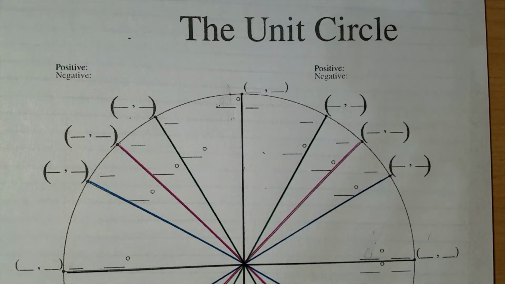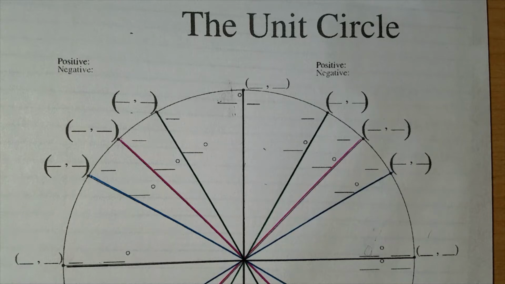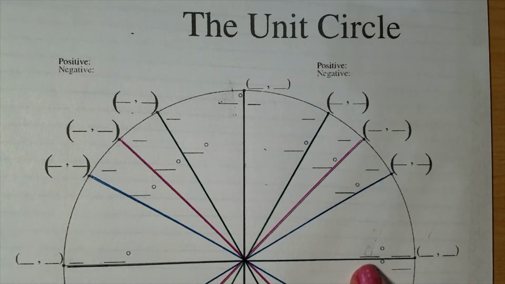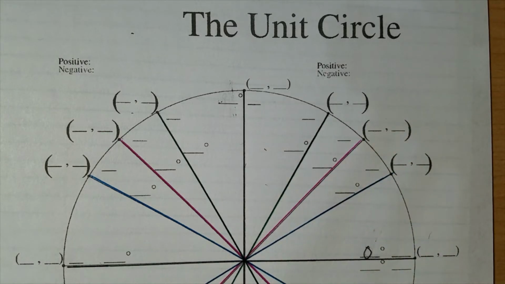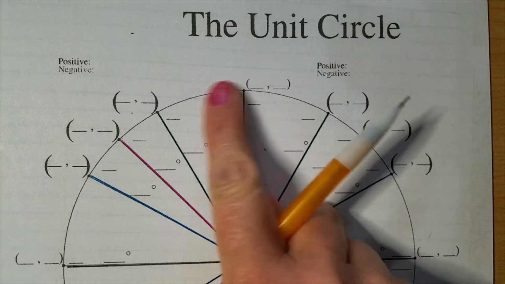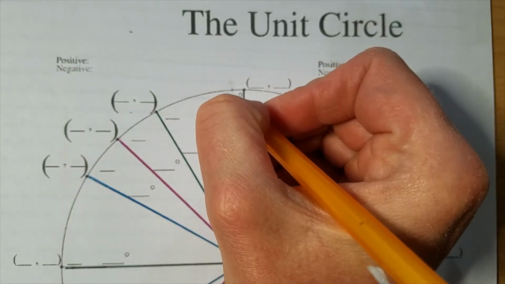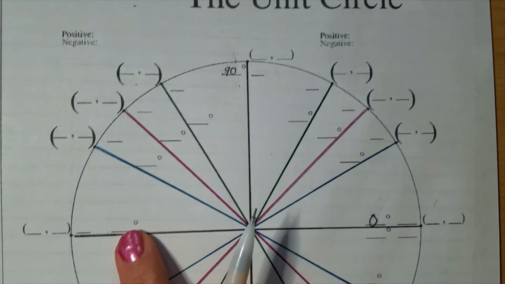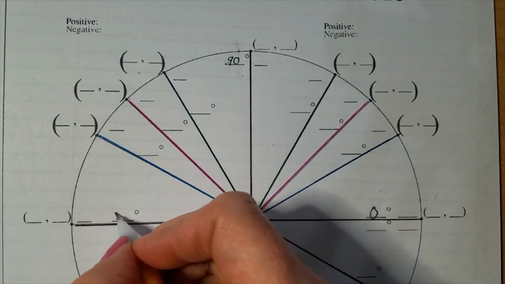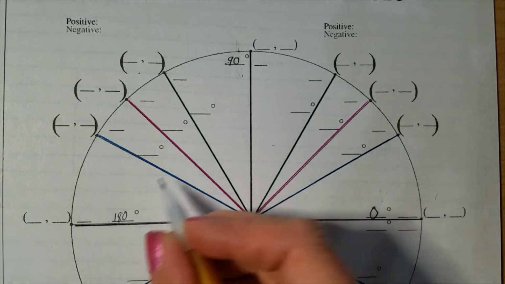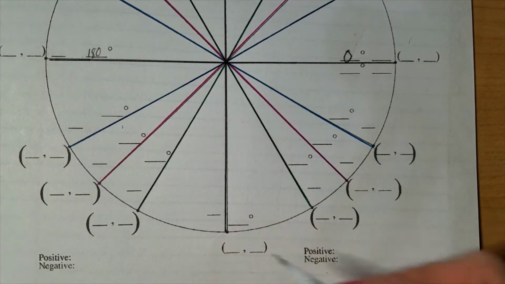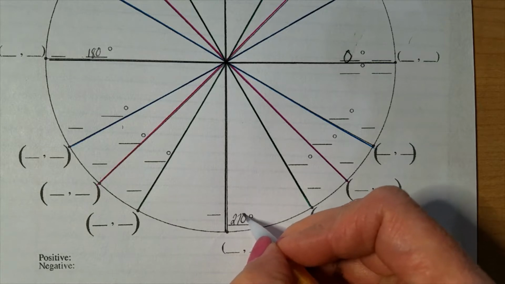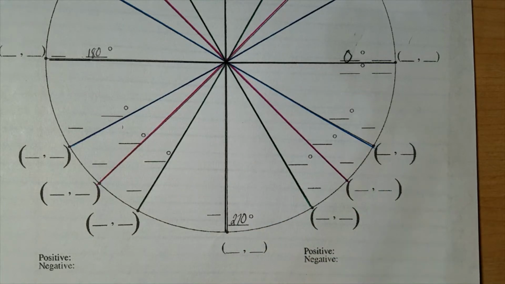So let's start out with our quadrantal angles. We're going to just work with degrees and radians in this video. So here we start out at 0 degrees. Moving up here, 90 degrees. Right here, 180 degrees. We've gone halfway around the unit circle. And then down here we have 270 degrees. These are our quadrantal angles.